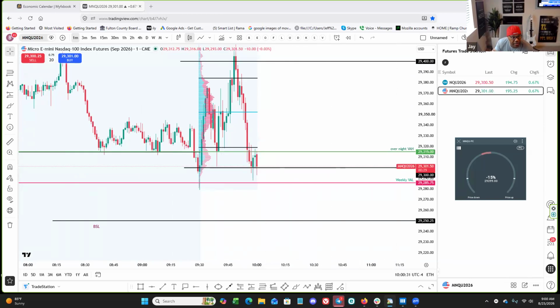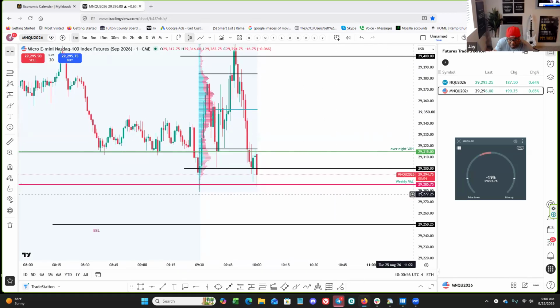No, but real talk, guys. 250 still looks good, but this could pop right back up here, man. But it's staying below this value area, which is a good sign. It's gonna drop right into that 250, man. I know it is.